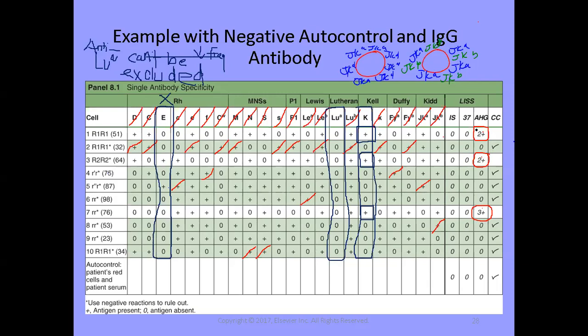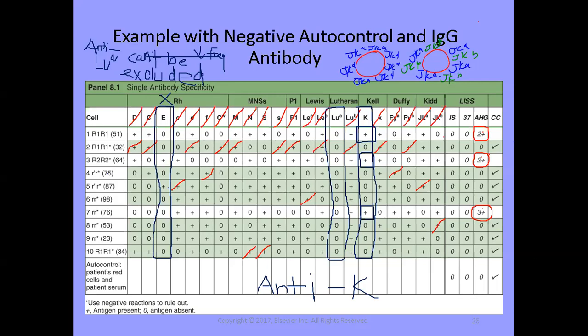So the patient reacted with K antigen positive cells and did not react with K antigen negative cells, so it's looking like my patient has an antibody against the big K. So we can say we think this is, excuse me, I'm losing my voice, anti-big K. All right. So before we move away from this, I want to talk about a couple more things.